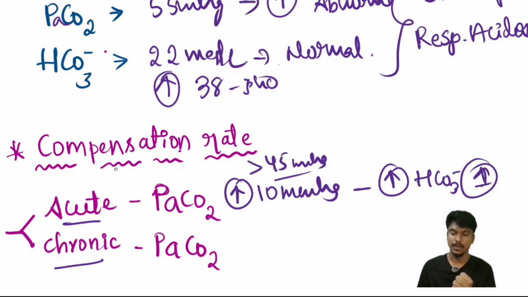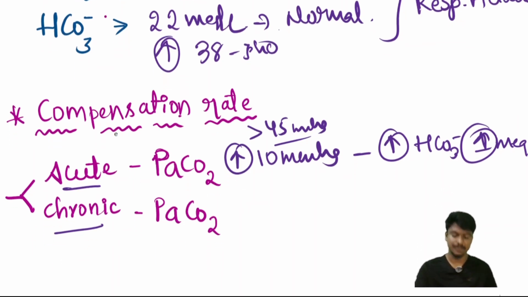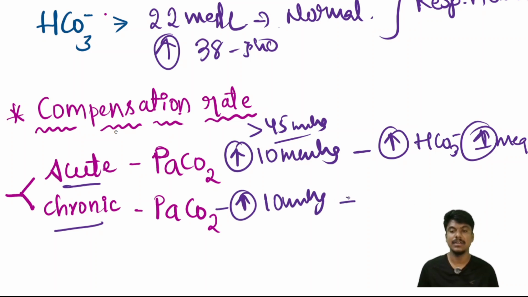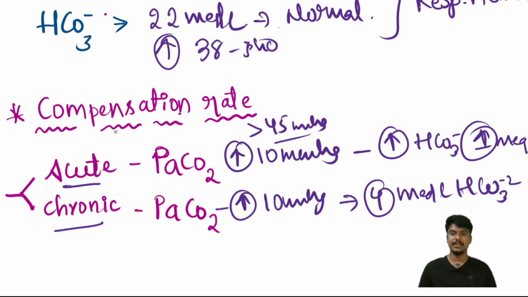One milliequivalent per liter increase in your blood, the kidney will reabsorb more bicarbonate. If there is chronic compensation, for every 10 mmHg increase in PaCO2 level, there will be an increase of 4 milliequivalents per liter of bicarbonate. That's how the compensation rate will be.